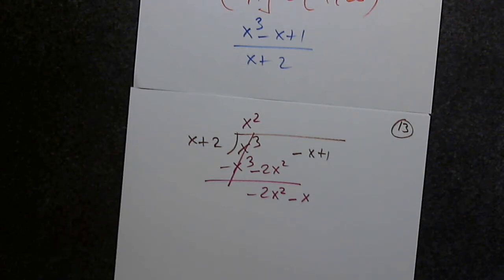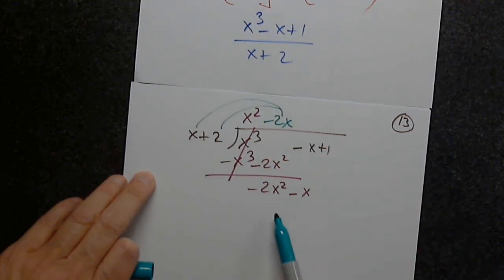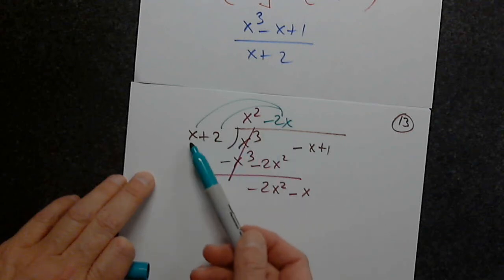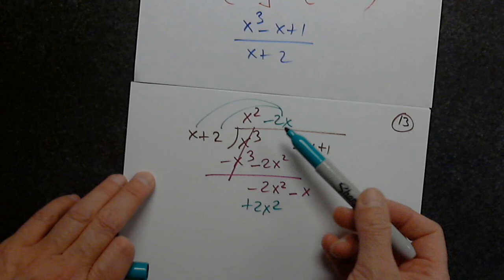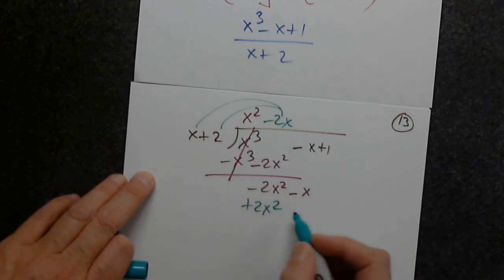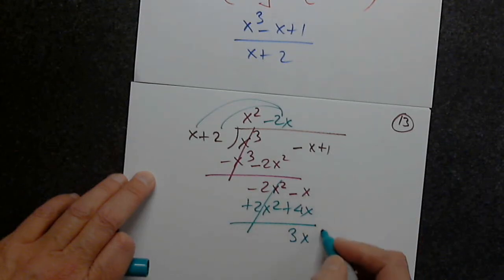So it is negative 2x. But now I have to distribute, change the sign, and write below like terms. Negative 2x times x is negative 2x squared plus 2x squared. Negative 2x times 2 is negative 4x plus 4x. And that's 3x, and I bring down 1.